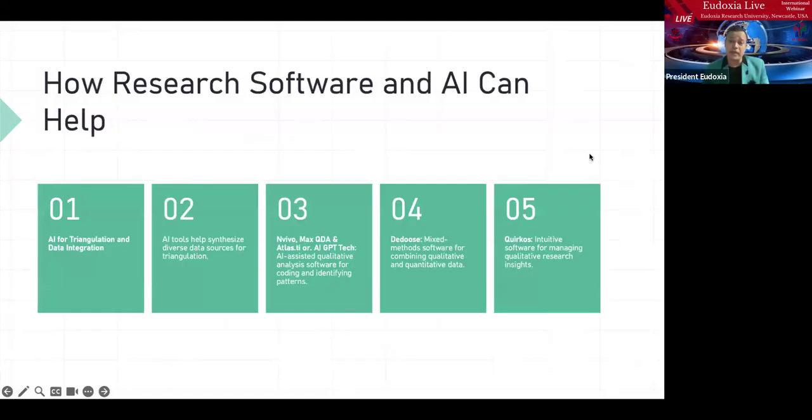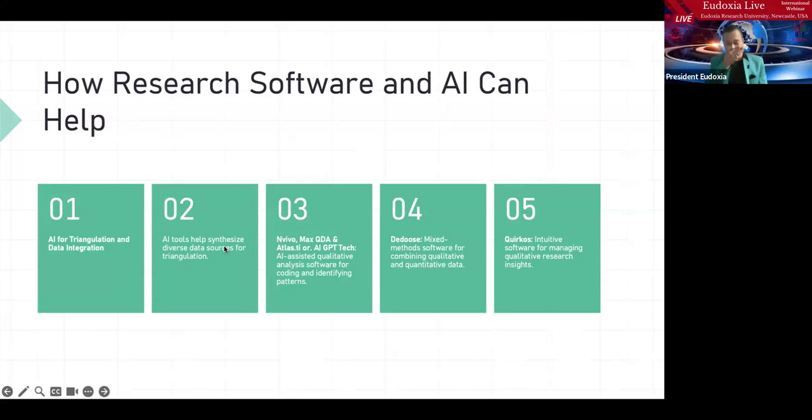How will research software and AI be useful? Definitely, if you want to go for triangulation, you can ask AI what should be my triangulation method. I have already shown this with the live demonstration. You can use that one. You can go for AI for synthesizing your data.